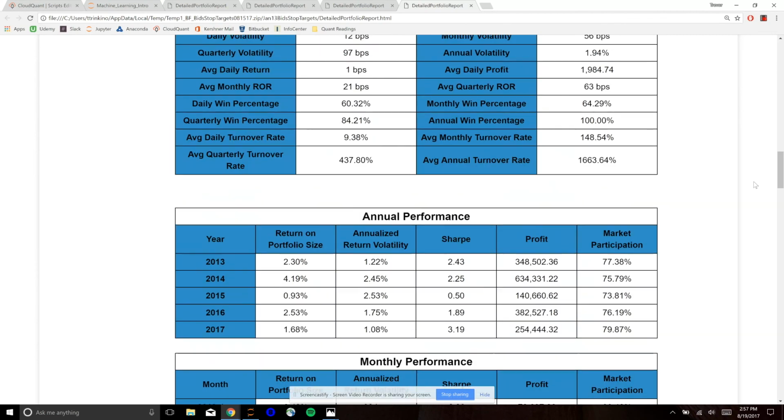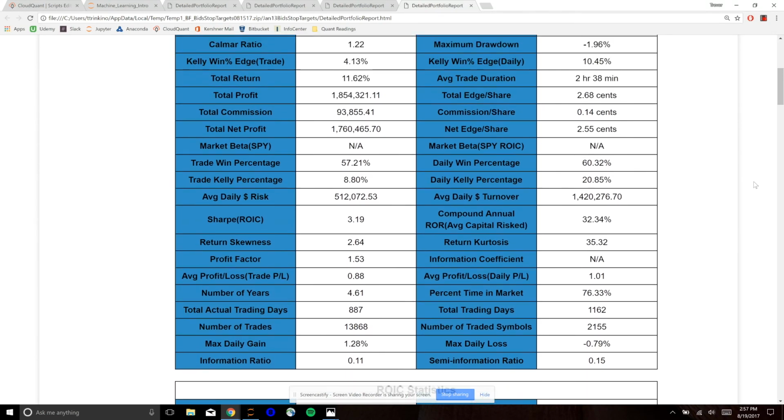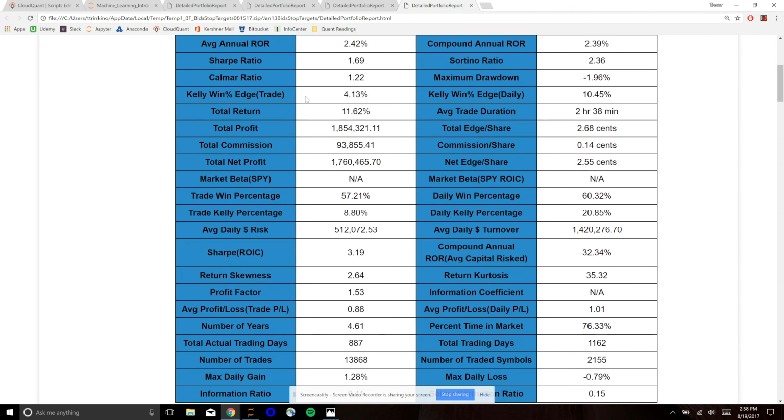If we go up here and look at some of the statistics, we've got a compounded annual return on the average capital risk of about 32%. We've got a Sharpe on the average capital risk of about 3.2. Our edge per share is about 2.7 cents. And we've got a daily Kelly win percentage of 4%, or 10%, and per trade 4%.